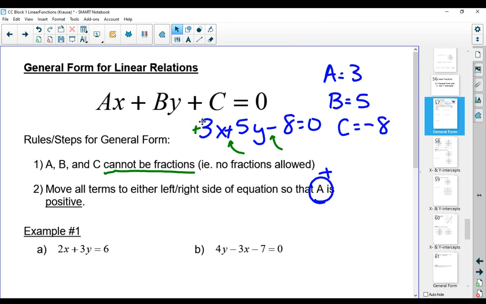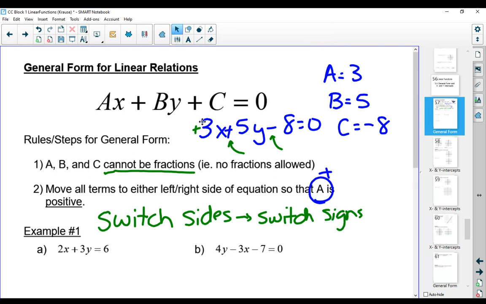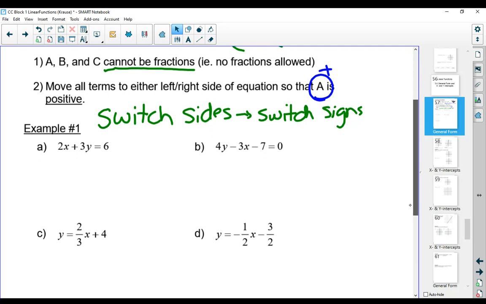And so a lot of times we're just moving terms back and forth across the equal sign. And so we can go back to something I mentioned in a previous lesson. If we switch sides, we switch signs. And if you can remember that, manipulating the equations will be quite easy. All right, so let's take a look at a few examples here.